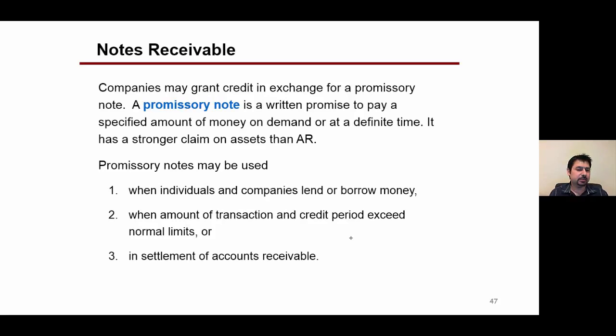And third, it can also be used when customers don't have a good credit history, and as a result, the company might request a formal promissory note. In certain cases, when a customer defaults on a payment of accounts receivable, they might make a deal with the company to use this promissory note to settle their accounts.